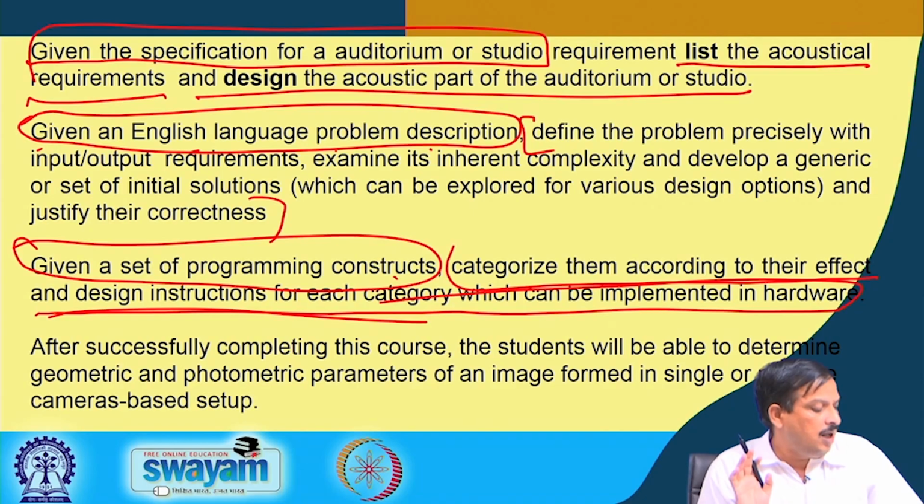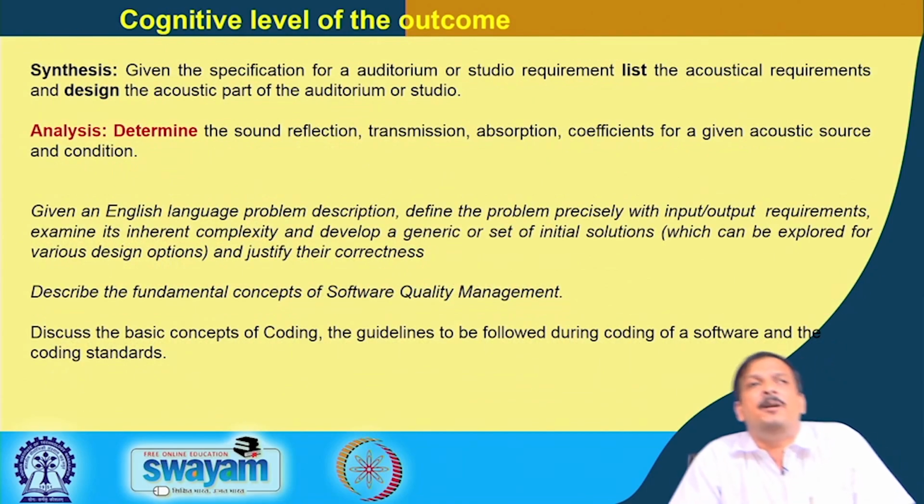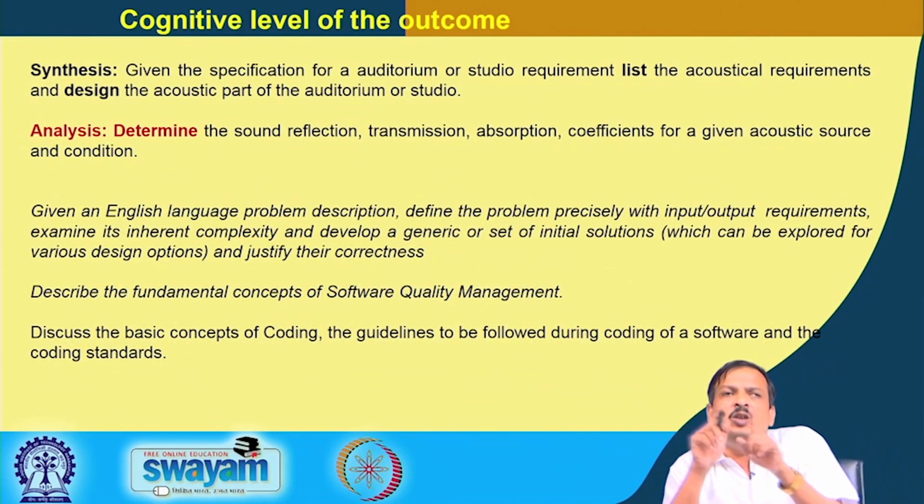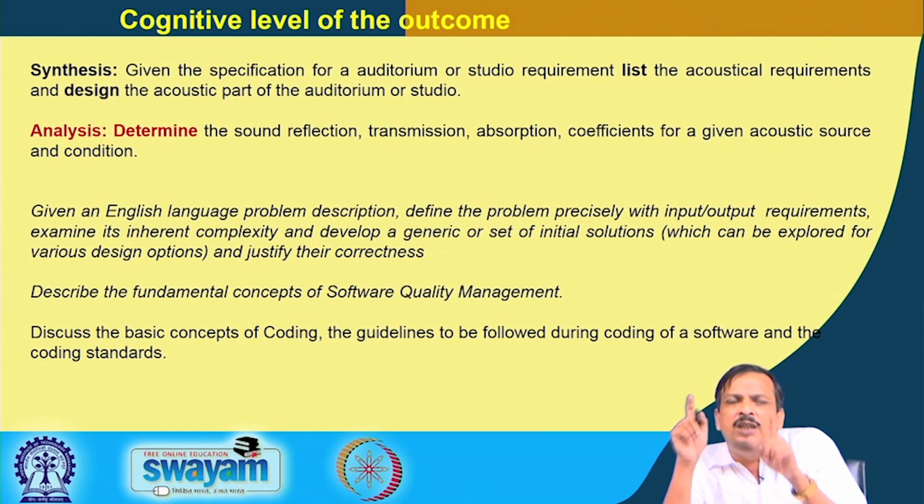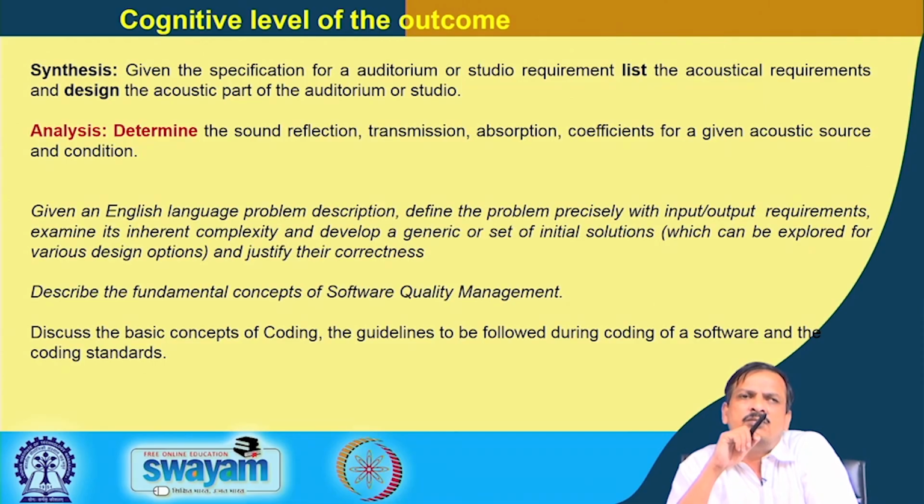Okay. Now, cognitive level. So, any outcome when you write, there should be a cognitive level of the outcome if it is a theoretical course. What is the level? Knowledge, comprehension, application, analysis, synthesis, evaluation.